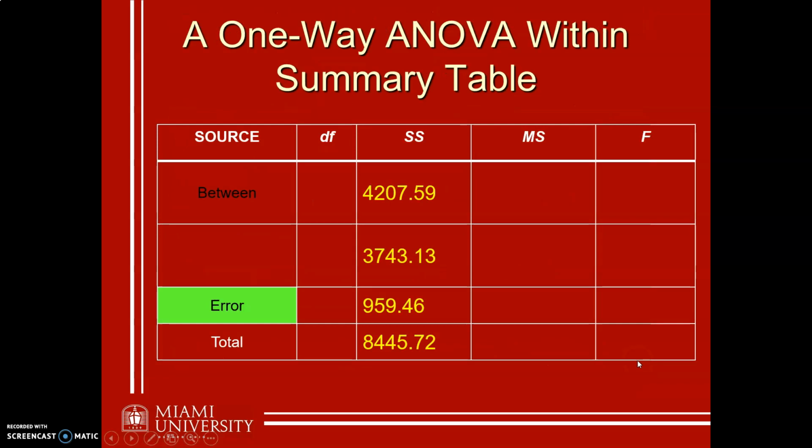So if we are looking at SPSS, we're going to get a table that looks kind of like this. And we are going to focus in on the variation that we get between the groups and then divide that by the variation that's left over to see if there's a difference. All right, so between and error are the two places we'll look at our tables.